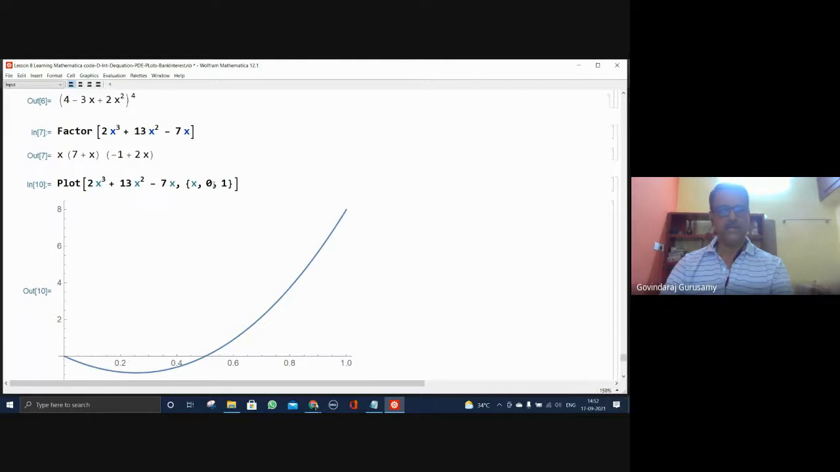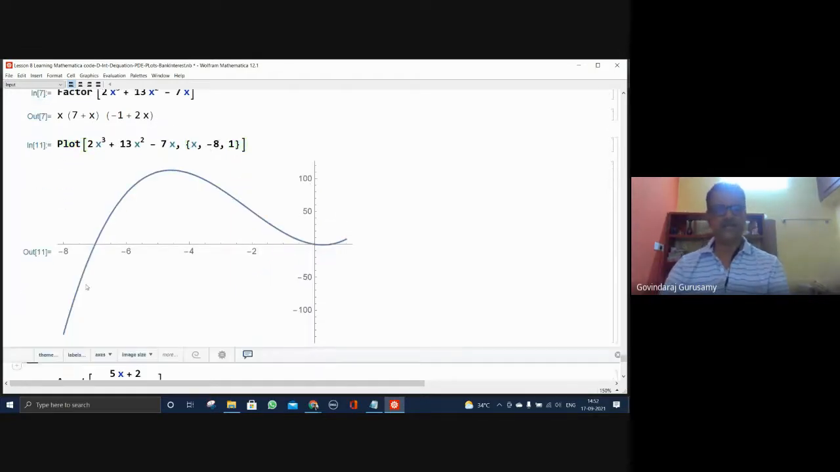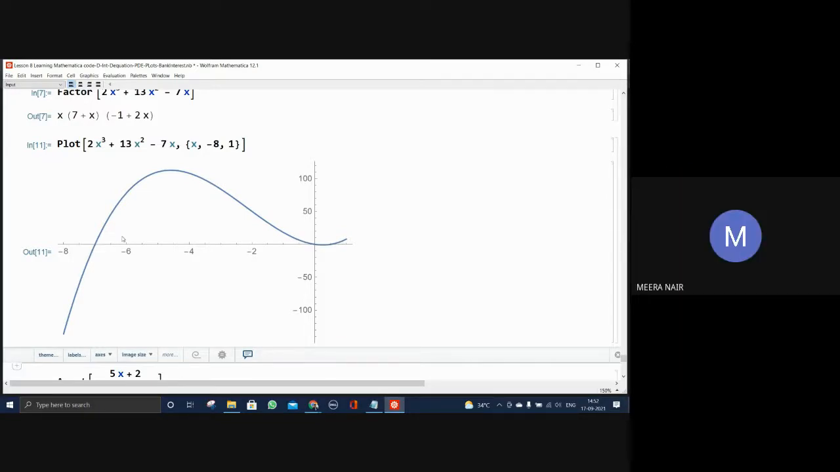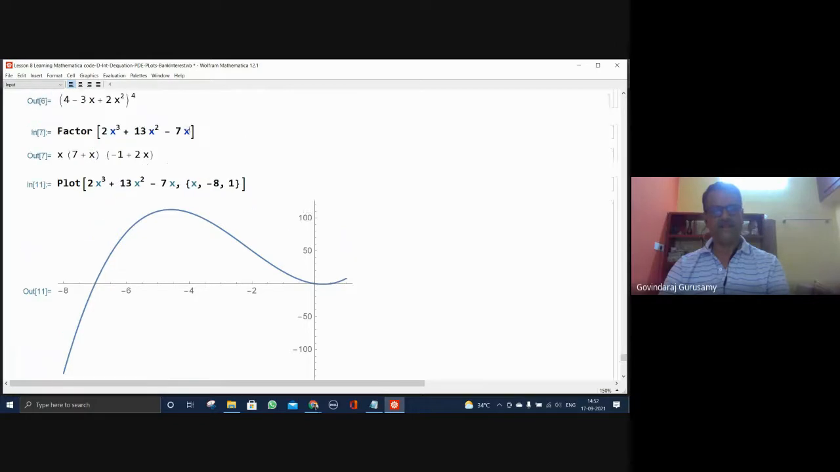Okay, in that case, x is equal to minus 7. In that case, I have to start from minus 8 to 1, so that I'll see the other row. Correct? Am I right? Yes, sir. So, you know what is the meaning of a factoring?